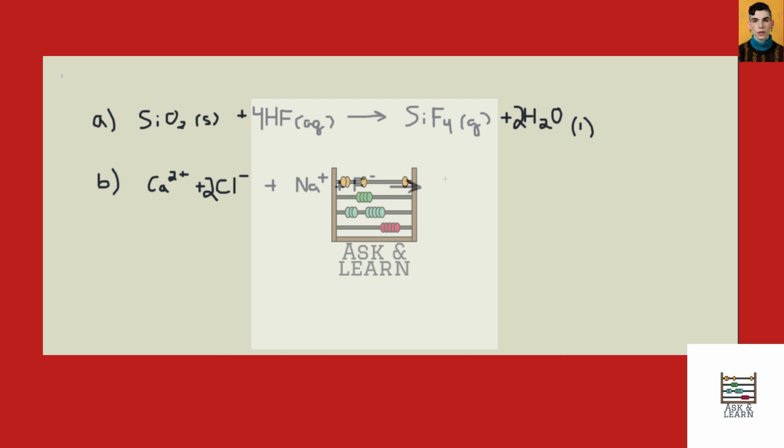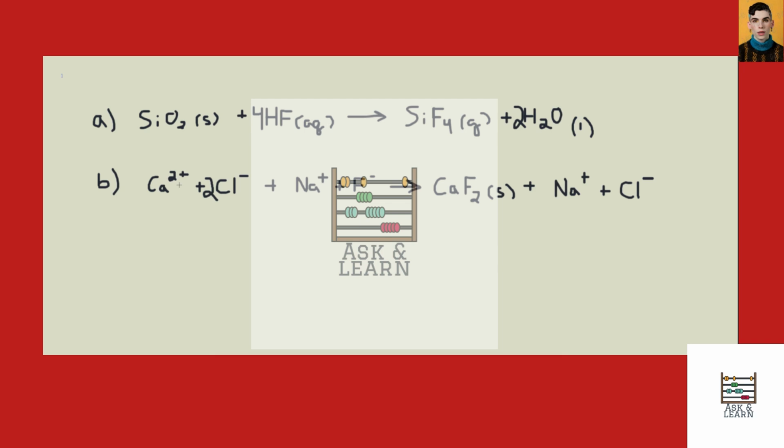And we're generating solid calcium fluoride. Like I said, calcium is 2+, fluoride is -1. So to balance those charges, we'll need 2 fluorides. This is solid. It tells us we also make an aqueous solution of sodium chloride. That's sodium +1 and chloride -1.